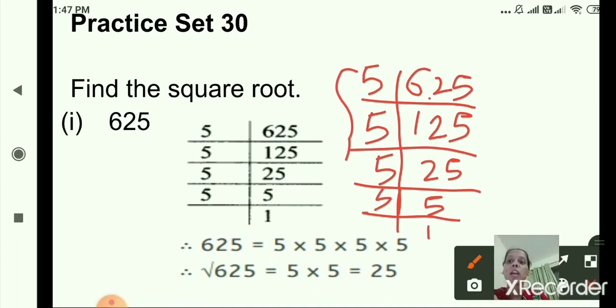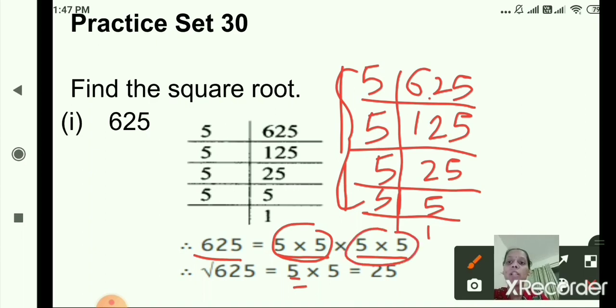Now see here, these are the prime factors. So you will write down the number: 625 is equal to 5 multiplied by 5 multiplied by 5 multiplied by 5. Now in the next step you will pair the equal factors. See here, this is one pair and this is the second pair. In the third step you will take one factor from each pair. From this pair you will take 5 and from this pair you will take 5 and multiply. 5 fives are 25. So the square root of 625 is 25.